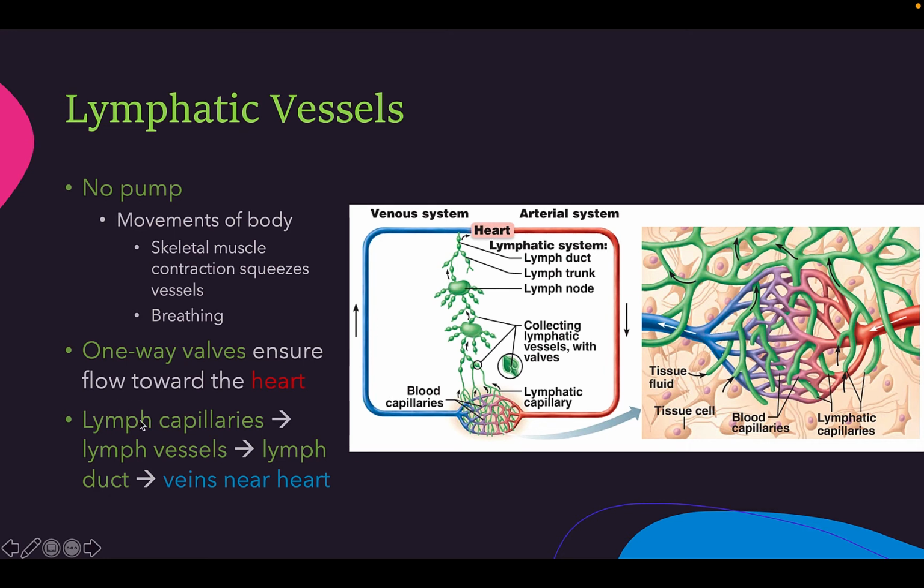And the flow goes from lymph capillaries in the capillary beds to lymph vessels to a lymph duct and then veins near the heart. So right before they get to the heart, that's where they get dumped into. And the specific location is going to be in the jugular and subclavian veins in the neck.